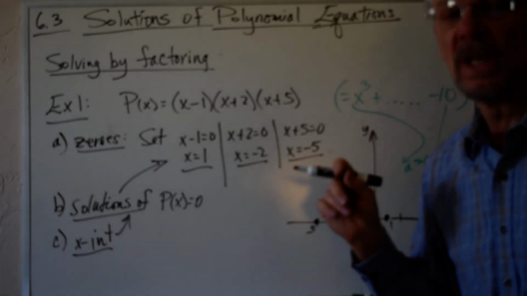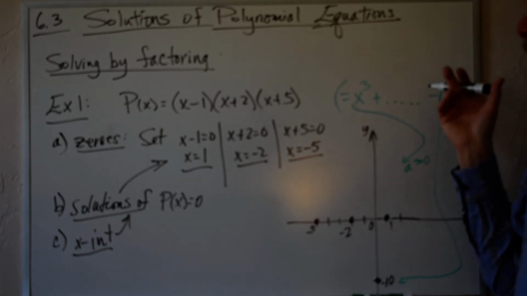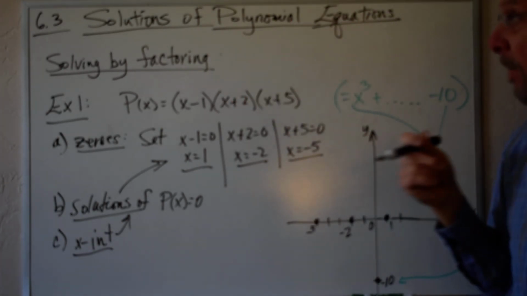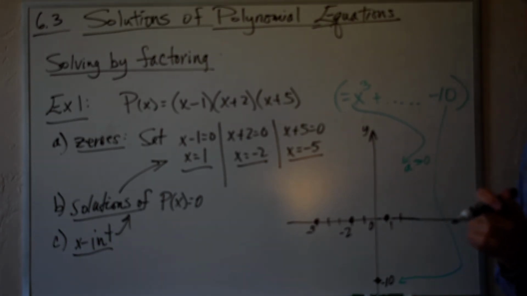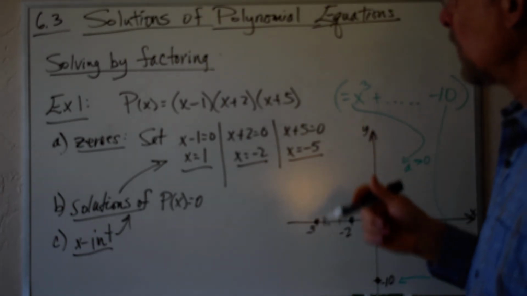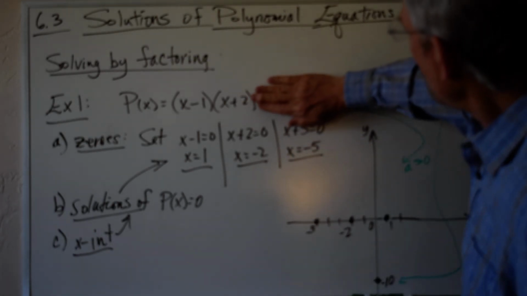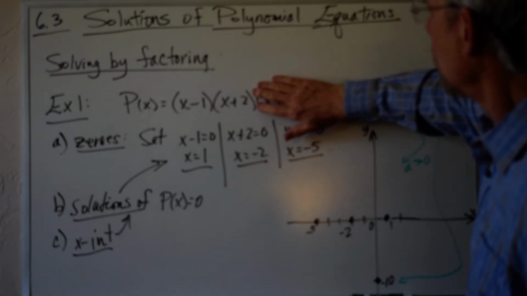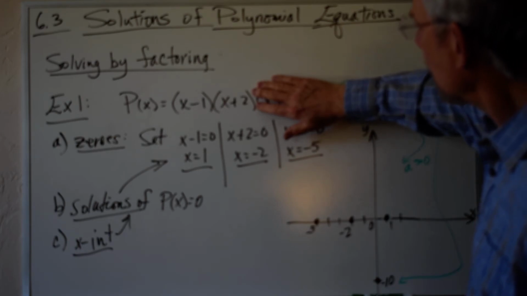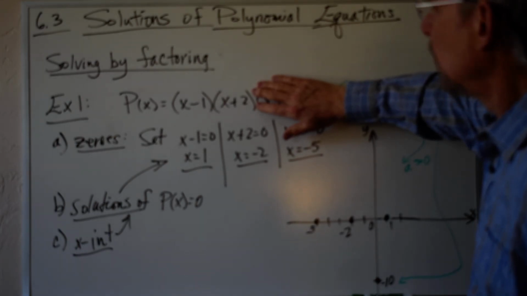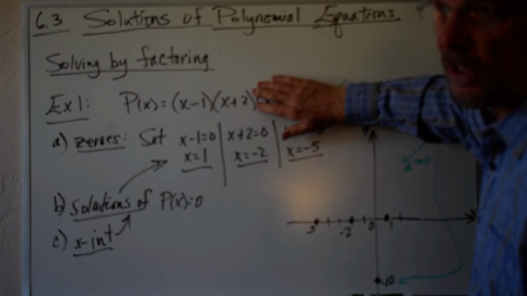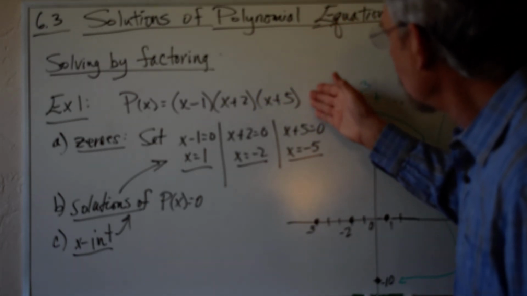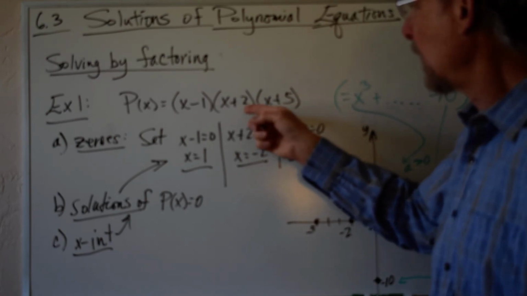6.3 is entitled Solutions of Polynomial Equations. And the first subheading is solving by factoring. Now we've seen this concept already. If you have two factors like this, x minus 1 times x minus 2, and it's equal to 0, you just set each individual factor equal to 0, and you solve. The same principle will apply no matter how many factors you have.